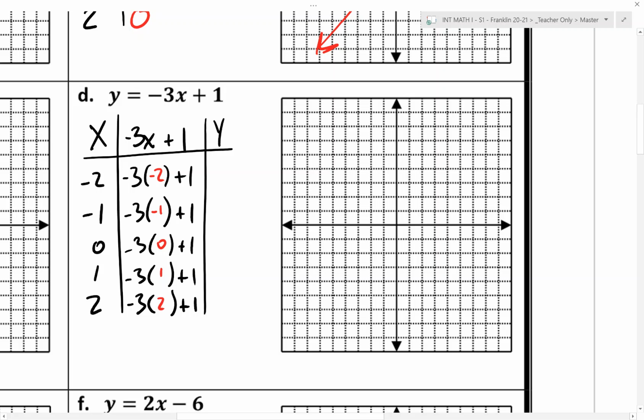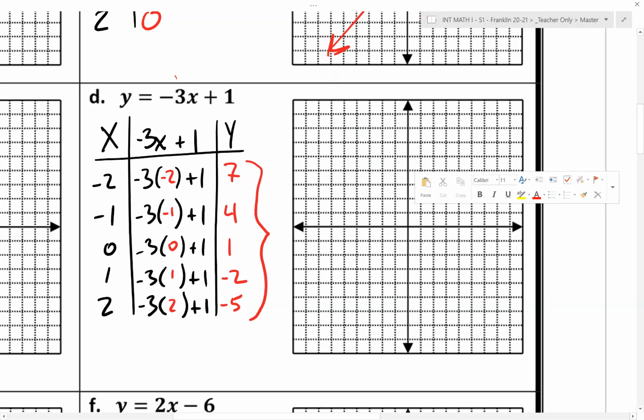-3 times -2 is +6, plus 1 is 7. -3 times -1 is +3, plus 1 is 4. -3 times 0 is 0, plus 1 is 1. -3 times 1 is -3, plus 1 is -2. -3 times 2 is -6, plus 1 is -5. Once again, you can see these do form a pattern. We're going down 3. This is a -3, so it matches up.